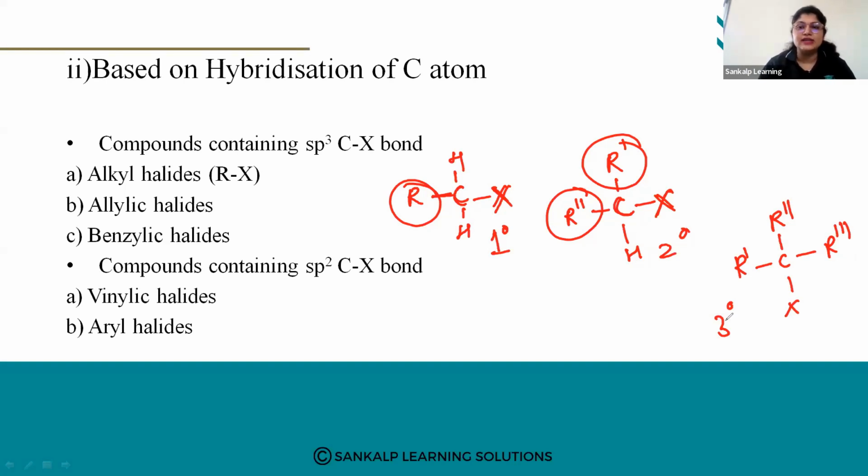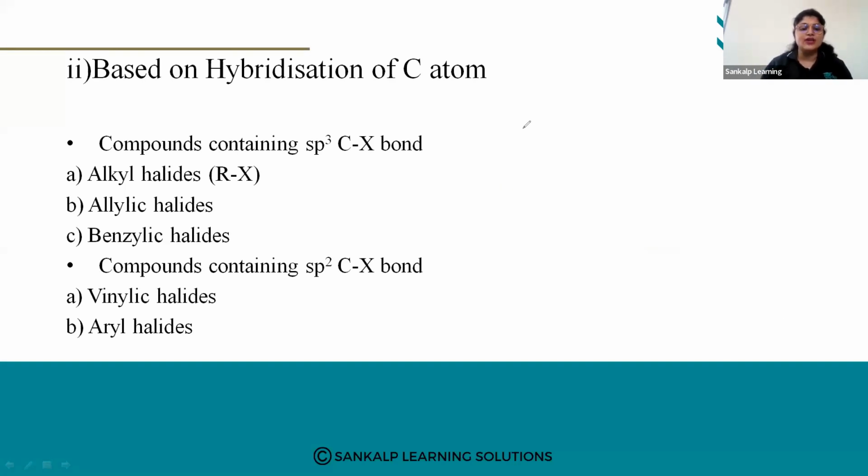Then second is allylic halides. So next we'll go for allylic halides. What do you mean by allylic halides? In allylic halides, the halogen atom is bonded to an sp3 hybridized carbon which is next to a carbon-carbon double bond. So here the halogen atom is bonded to an sp3 hybridized carbon which is next to a carbon-carbon double bond.